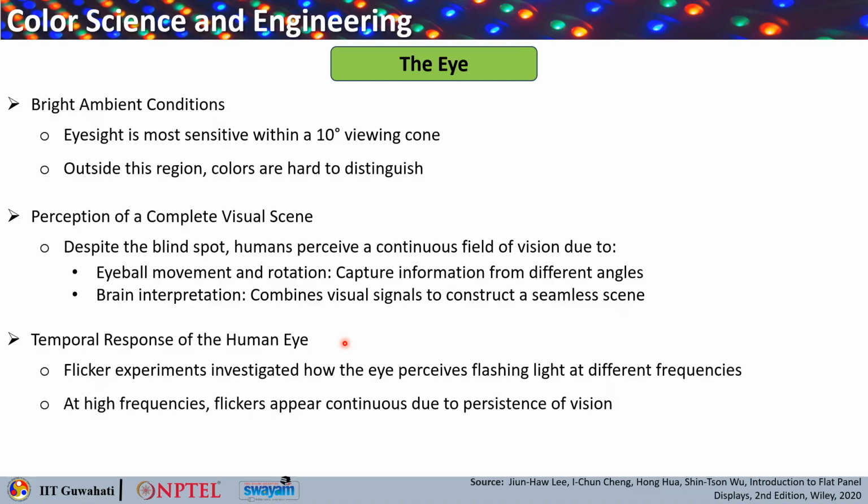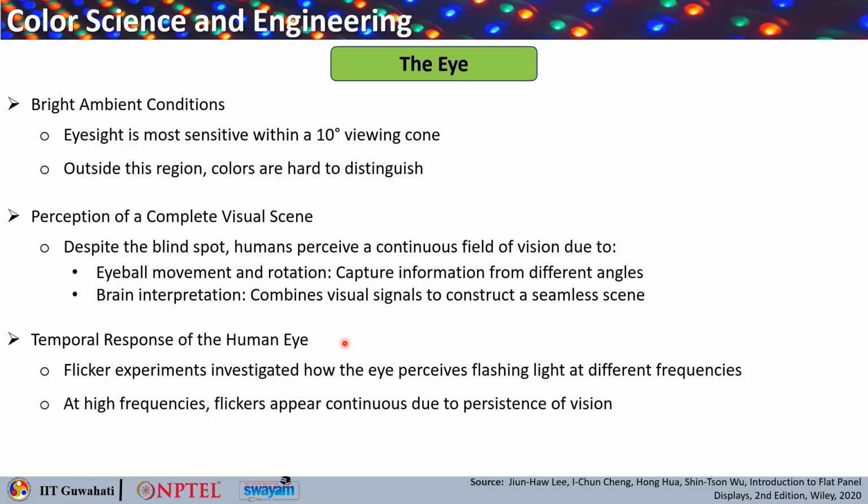Another important factor is the temporal response of the human eye. Flicker experiments investigated how the eye perceives flashing light that flashes at different frequencies. At high frequencies, your eye will not be able to differentiate between flickers. The flicker will look continuous, and that is due to the persistence of vision.